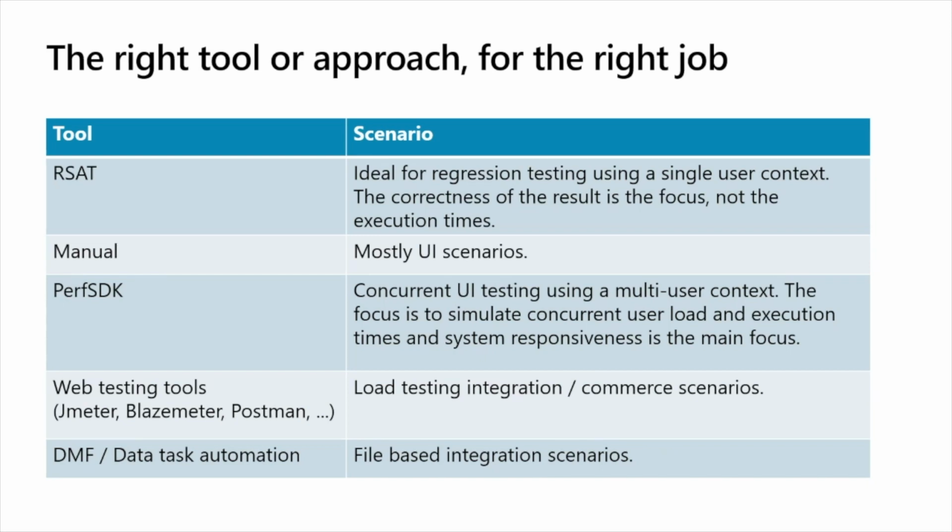If we take RSAT, it runs the test in the context of a single user, so it doesn't scale for multi-user performance testing. There are manual testing approaches, which we will discuss in more detail. These can be helpful in some scenarios, however, they focus mostly on UI-based scenarios, and so other tools should be considered for integration and batch workloads. When considering multi-user performance testing, focusing on user concurrency, there are several tools available, such as Stress Stimulus and PerfSDK. We will demonstrate how PerfSDK can be leveraged within this tech talk.